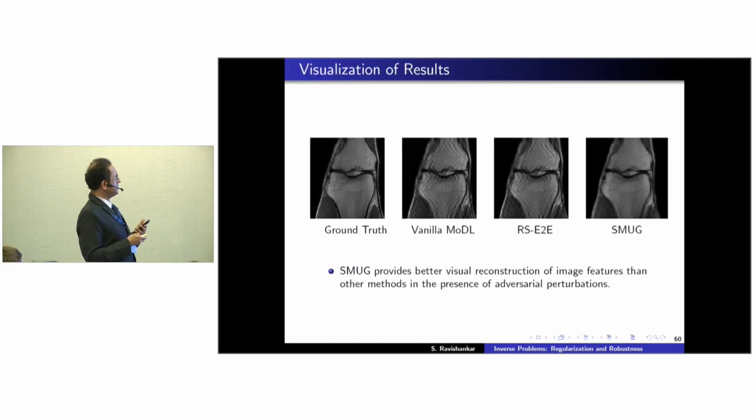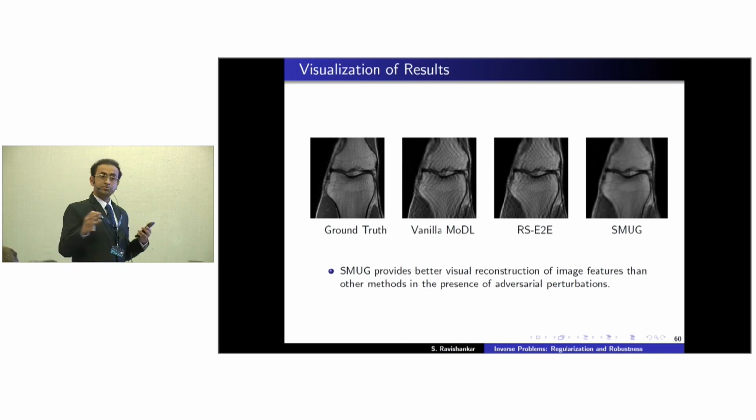So here is a visualization where this is the ground truth, and we had perturbations in the input. With vanilla MODL, you can clearly see artifacts arising in the output because the network fails in the presence of the perturbations. This is with end-to-end randomized smoothing, which seems to alleviate the artifacts a little bit, but they're still there. And with the proposed SMUG approach, pretty much the artifacts have cleared up. So it's more robust to perturbations.